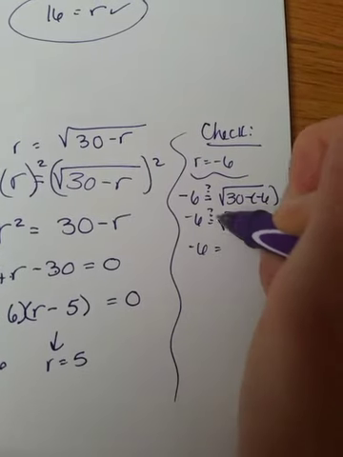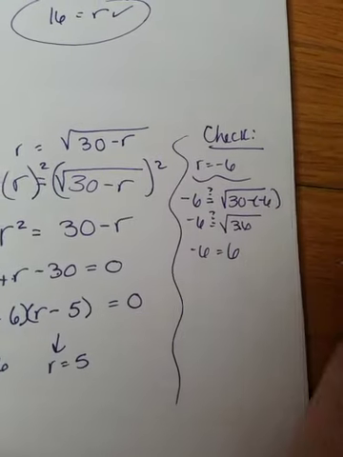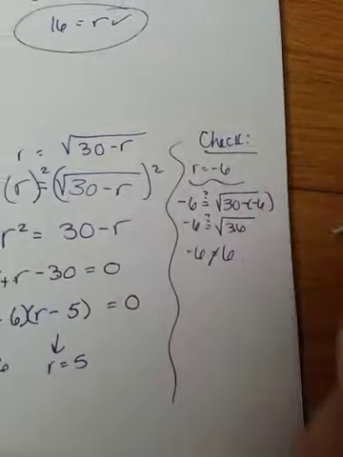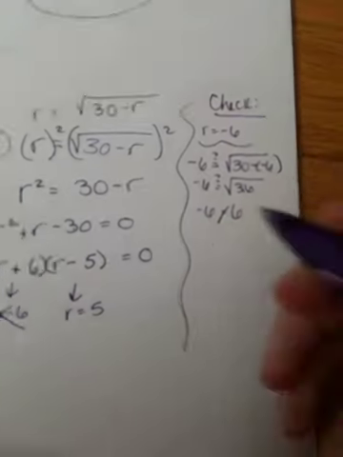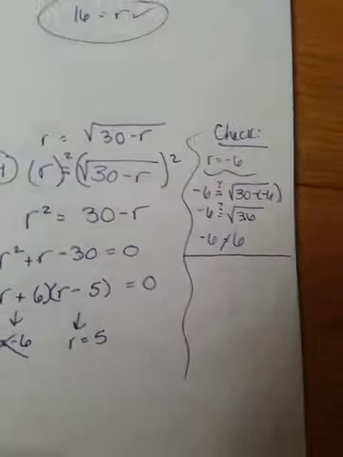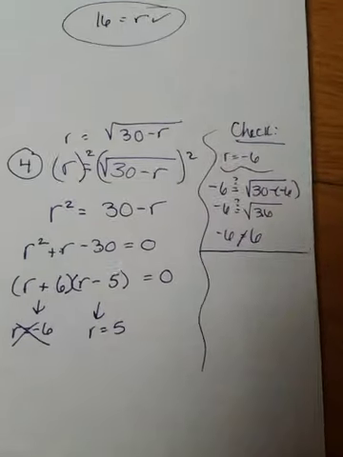Well, the positive square root of 36 is 6. So are those two equal? No. So that means r equals negative 6 is not an answer. You did everything correctly algebraically, but it's not a solution in the original problem.